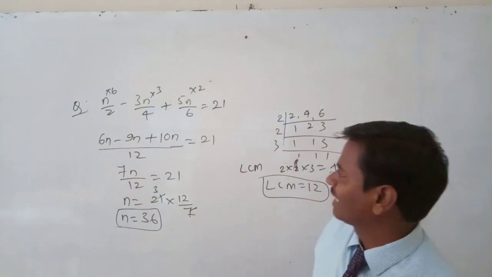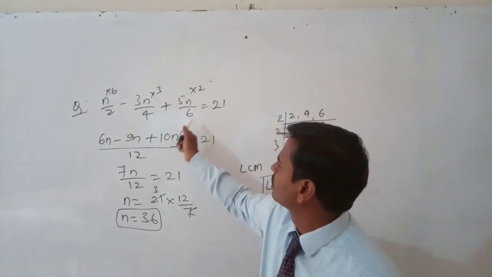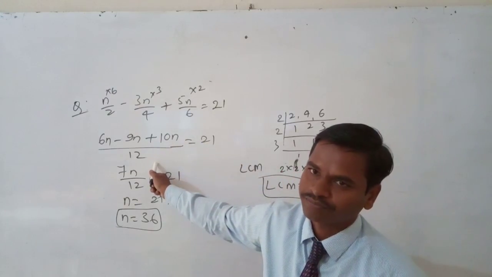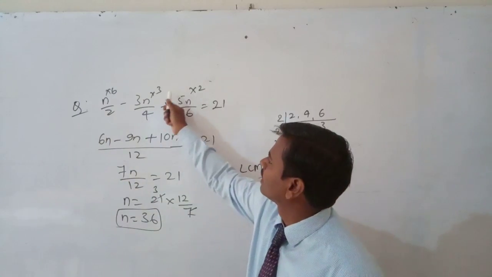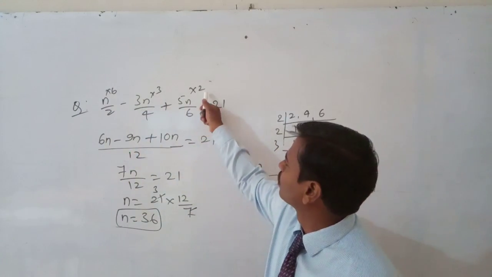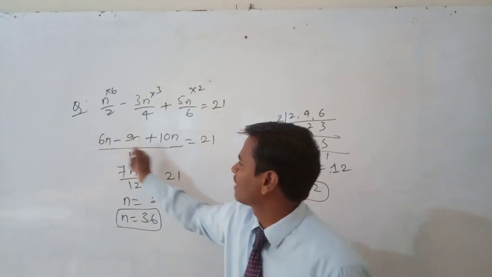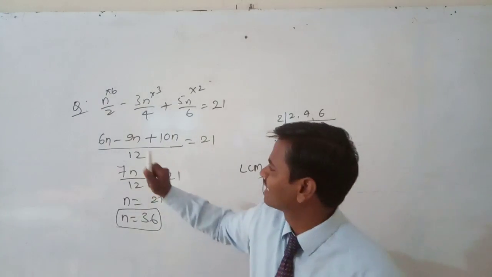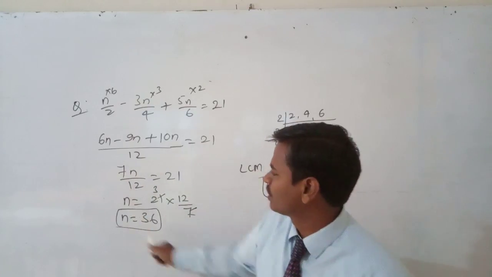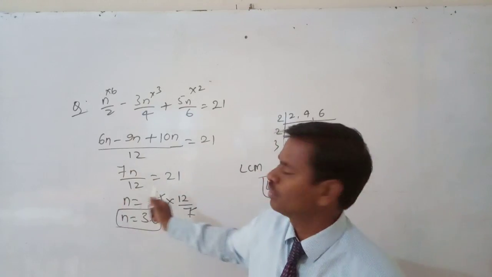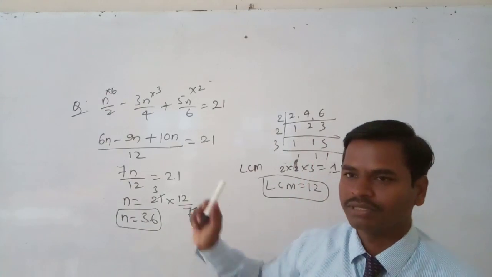Therefore, multiply the numerators here. 2 sixes are 12, 4 threes are 12, 6 twos are 12. Now 6 into n is 6n, 3 into 3 is 9n, 5 into 2 is 10n. The plus numbers you add: 6 plus 10 is 16, 16 minus 9 is 7. If we shift this to the other side, 7 by 12 will become 12 by 7. It cancels by 7 table, and we get the remaining number.